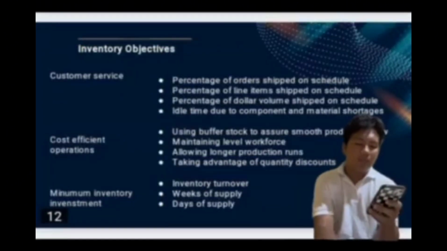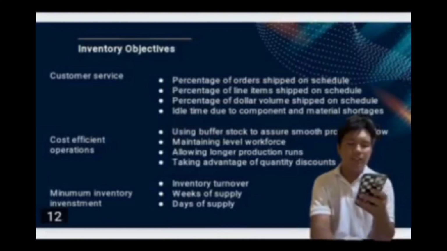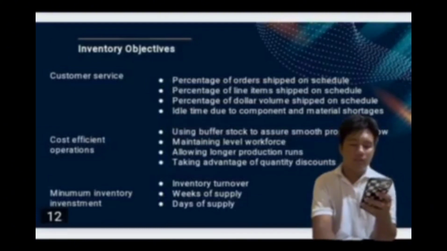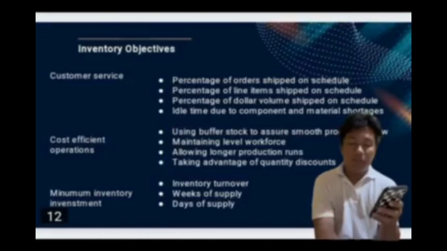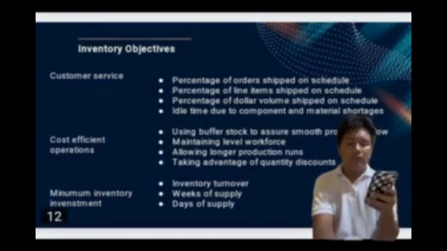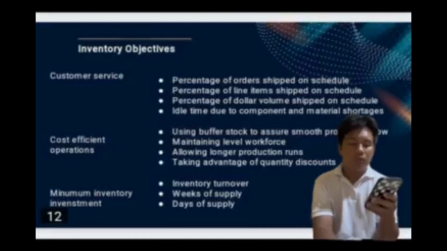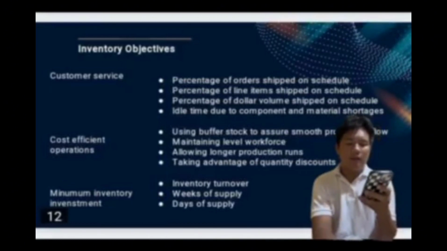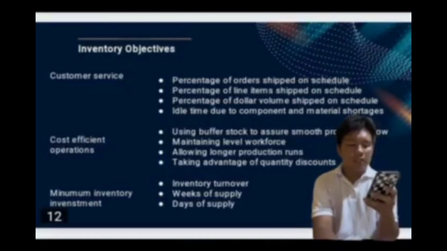Inventory objectives. Customer service: percentage of orders shipped on schedule, percentage of lines shipped on schedule, percentage of dollar volume shipped on schedule, and idle time due to component and material shortage. Cost efficient operation: using buffer stock to assure smooth production flow, maintaining a level workforce allowing longer production runs, and taking advantage of quantity discounts.